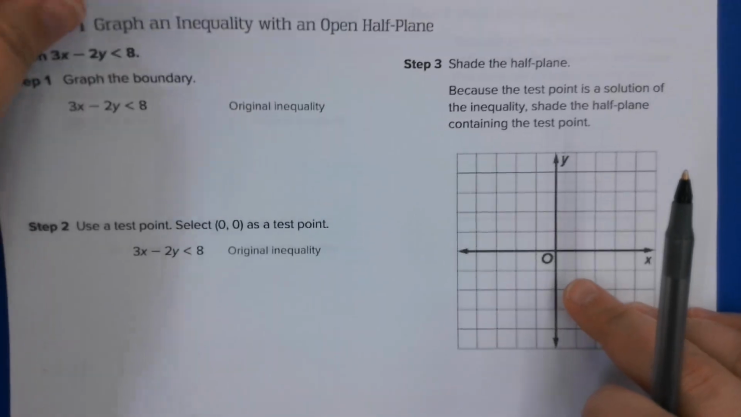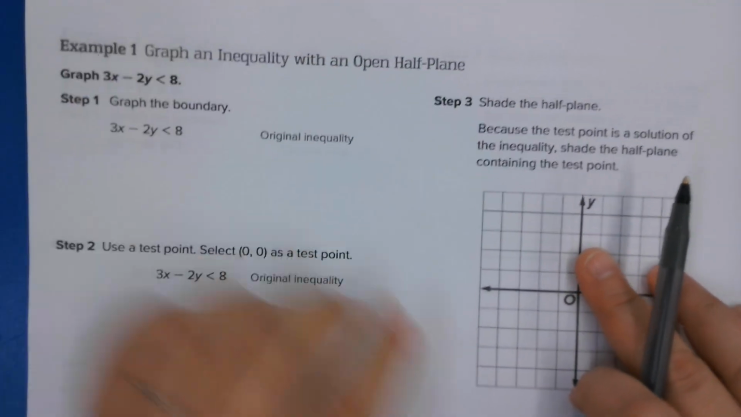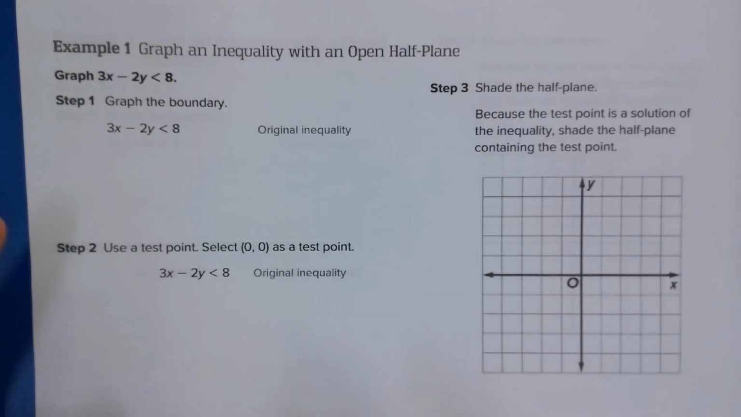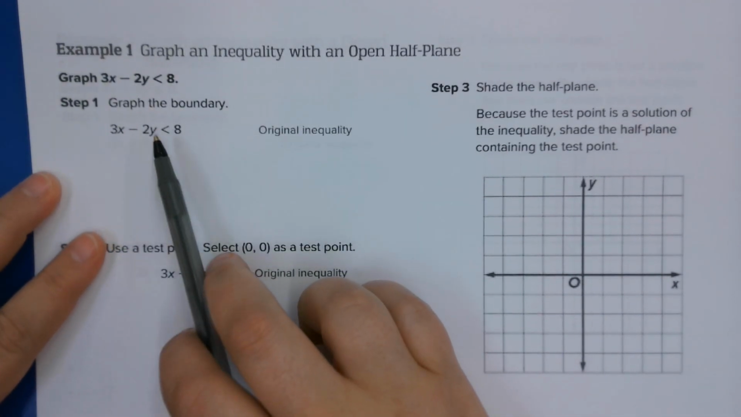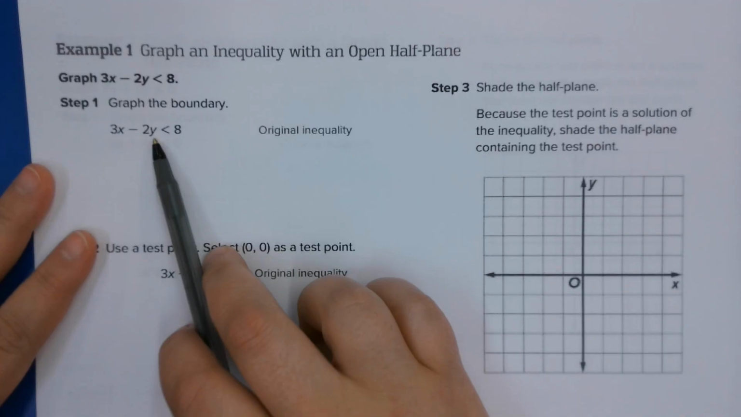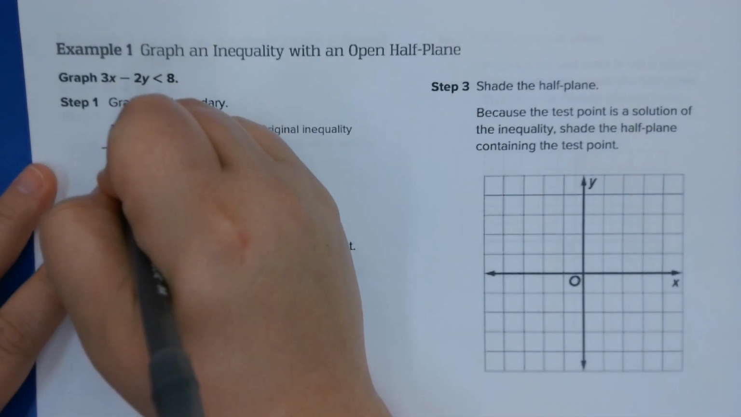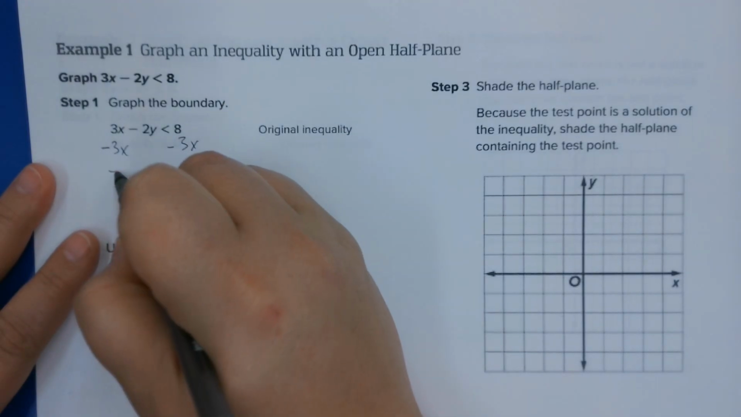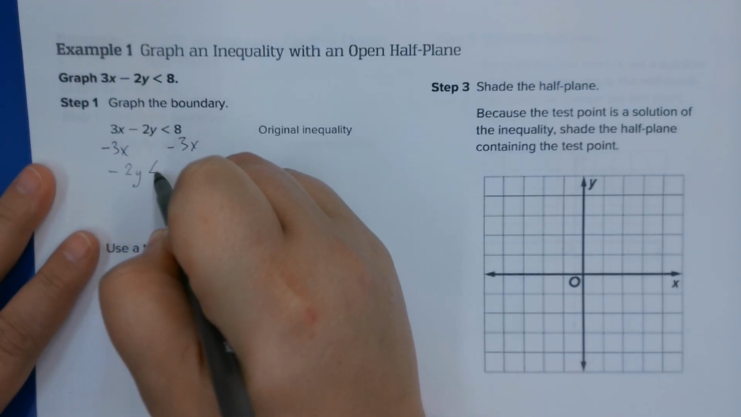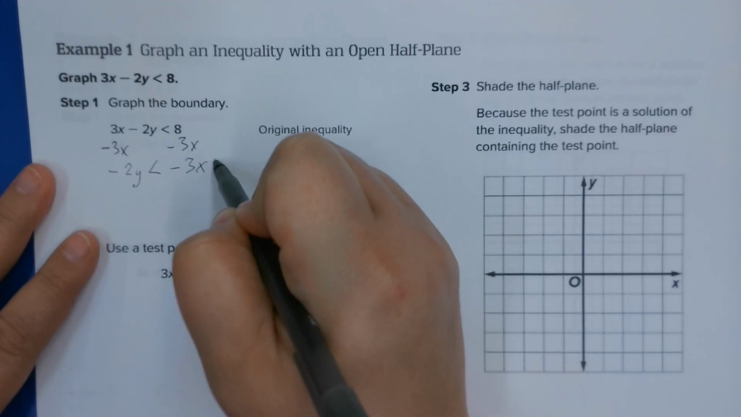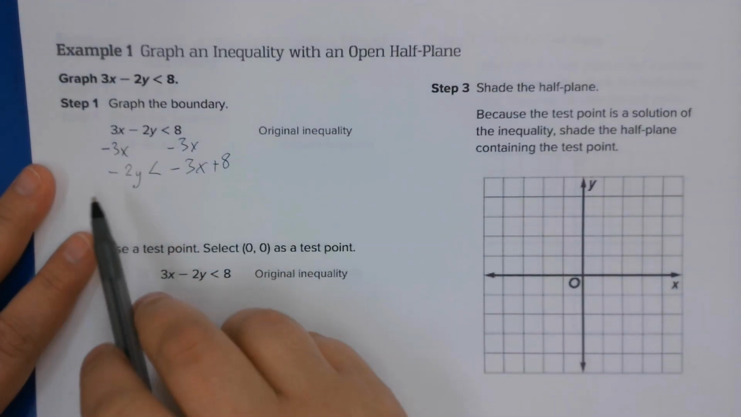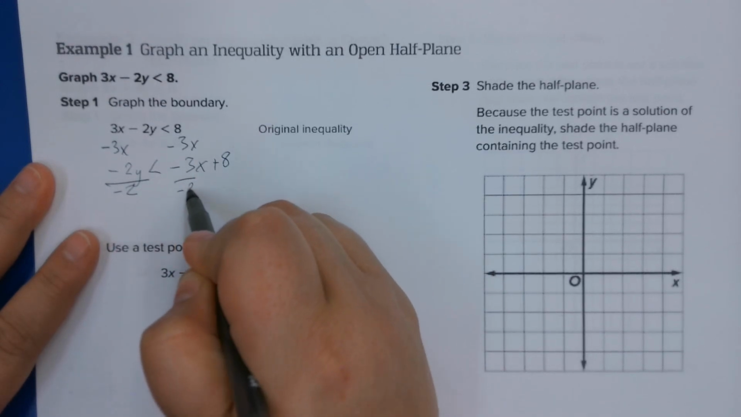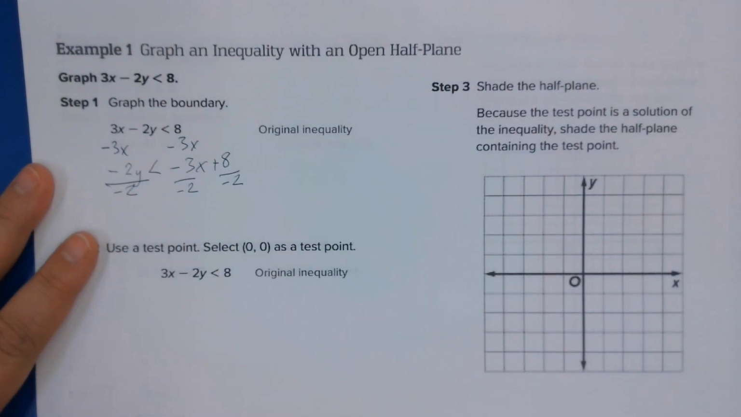Here I go to example 1. So we need to graph the inequality with the open half plane. So this is going to be an example of an open half plane. So here we have an inequality, and I want to get y by itself. So first I'm going to go minus 3x on both sides. I now have negative 2y is less than negative 3x plus 8. I still need to get y by itself, so I'm going to divide by negative 2. I'm going to divide everything by negative 2.